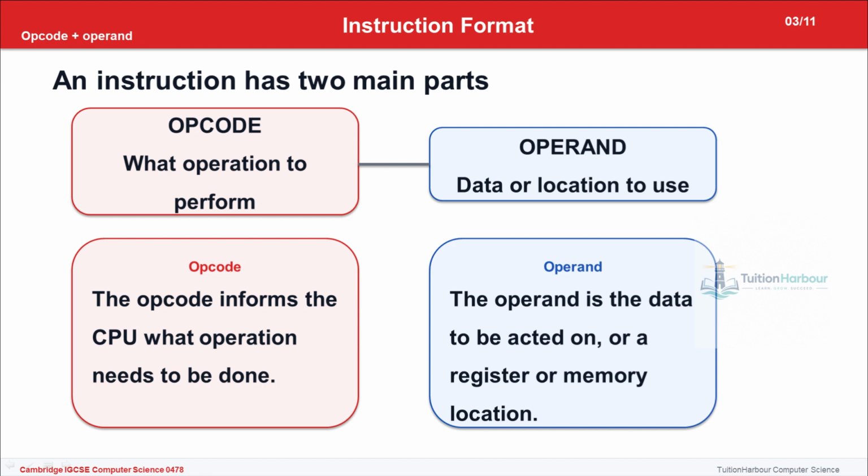A machine instruction usually contains two parts, an opcode and an operand. The opcode tells the CPU which operation to perform. The operand identifies the value, register, or memory location used by that operation.